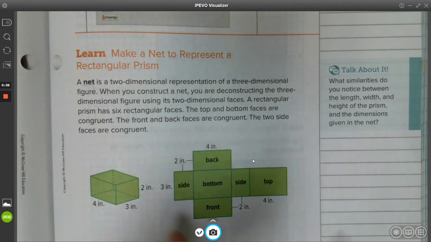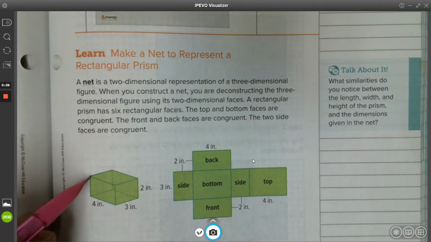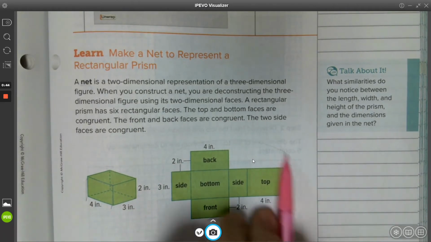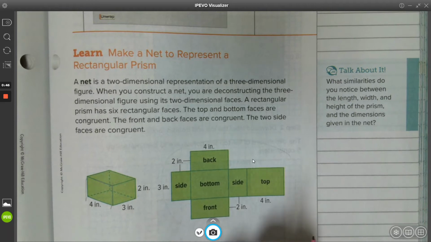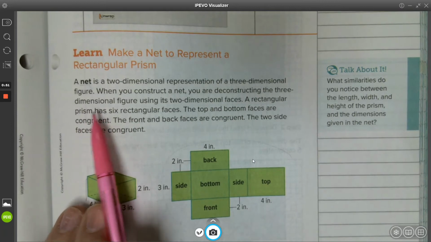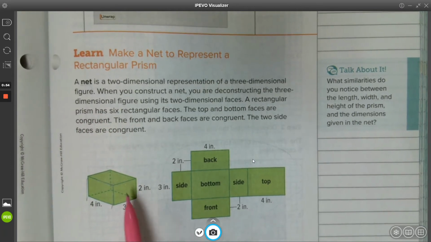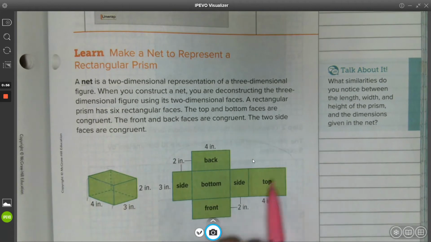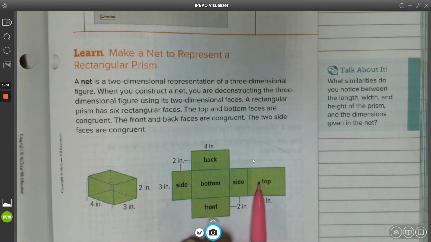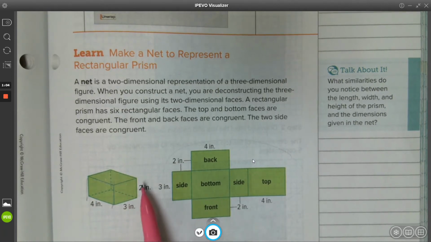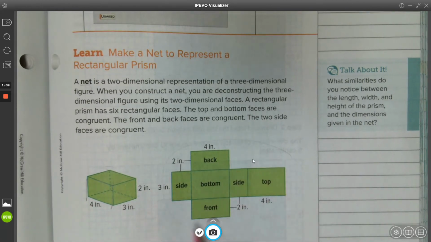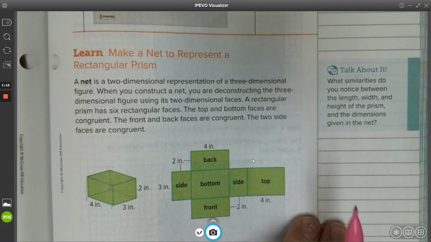So basically, if you were to take a box like this, cut it on its sides and open it up and lay it flat, you would create something like this. And this is what a net is. When we're dealing with a three-dimensional figure like this rectangular prism, you would end up with 6 rectangular faces. So we can see here, here's the bottom, the top, the back, and the front, and then our two sides. So when you lay it out, it would look like this.